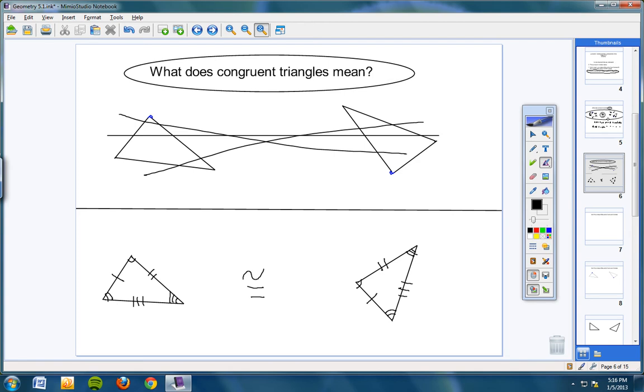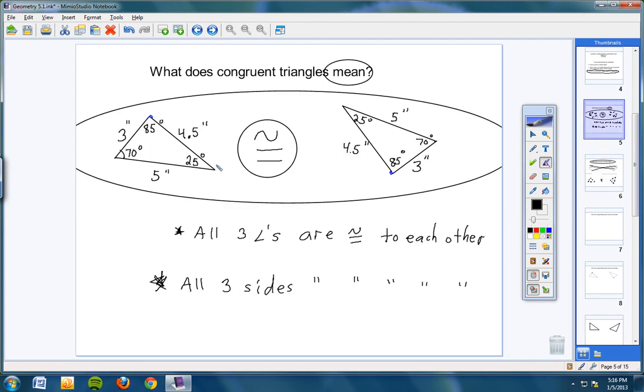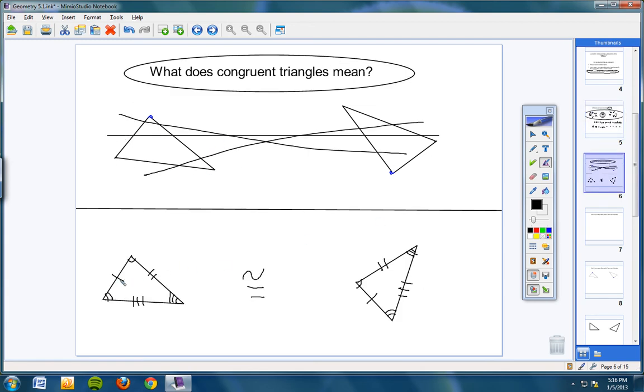Let's go back a page. I've tried to give you an example where we use numbers, angle numbers and side measurement numbers. And then here we used symbols and just marks to show you that two triangles are congruent.